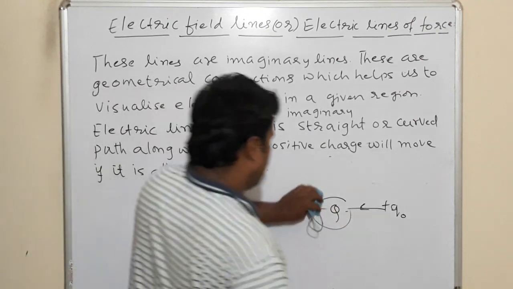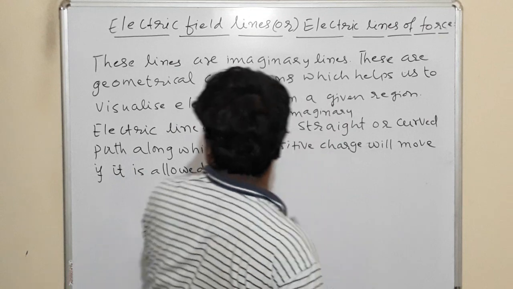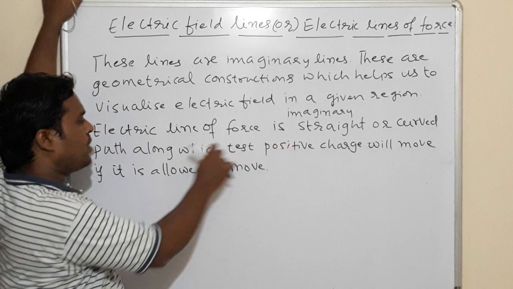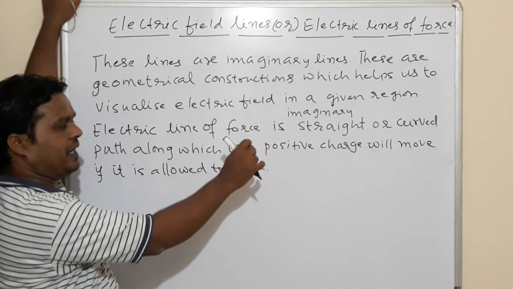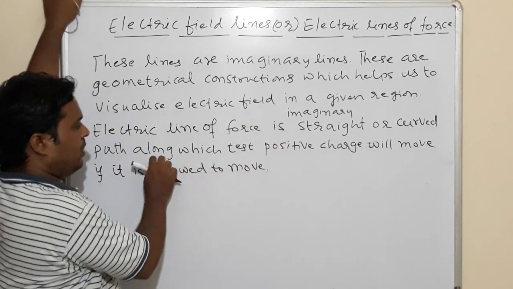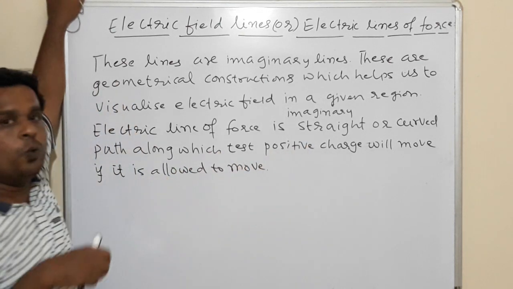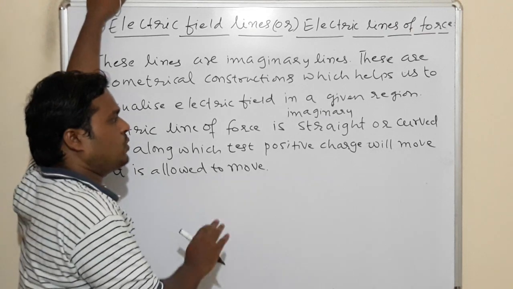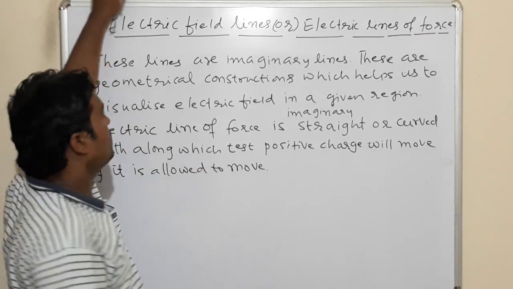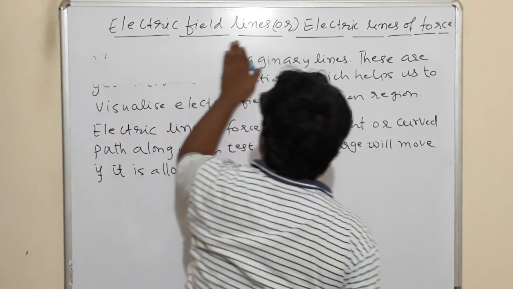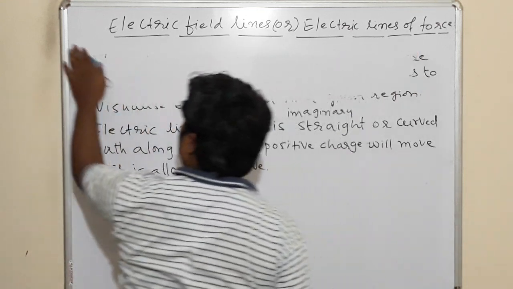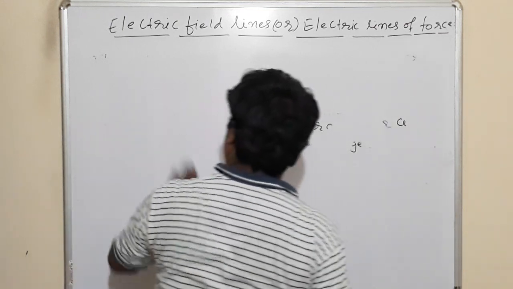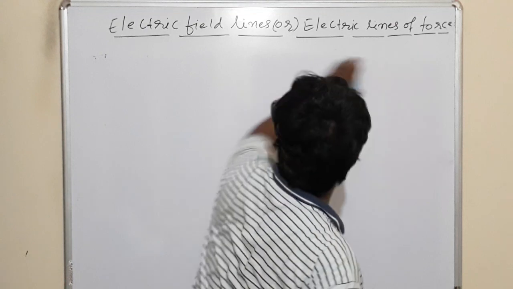That means if you study the properties of these lines of force, what is the line of force you understood? This is a straight or curved path which is imaginary, along which a positive charge will move if it is allowed to move. That imaginary path is called as electric line of force. So, when studying the properties of electric line of force, we'll see. Now we'll study the properties of these lines of force.